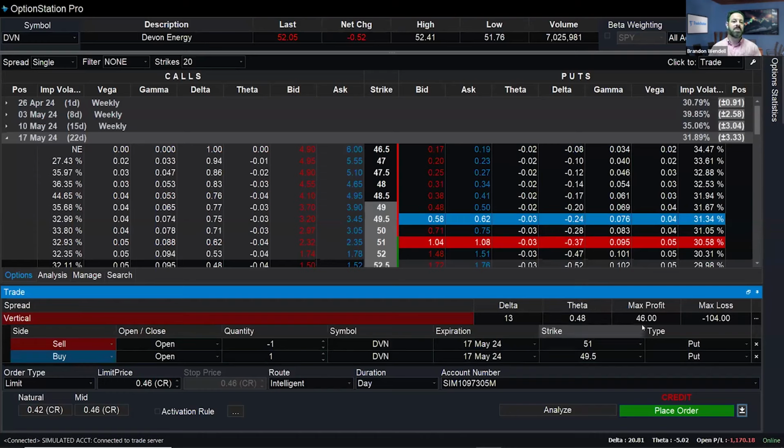minus the premium we're taking in, right? So the difference between the two is $1.50, but we're taking in 46 cents of premium. That gives us $1.04 of risk, or $104. That's how that's calculated. Pretty simple.